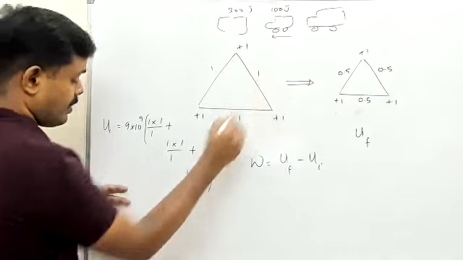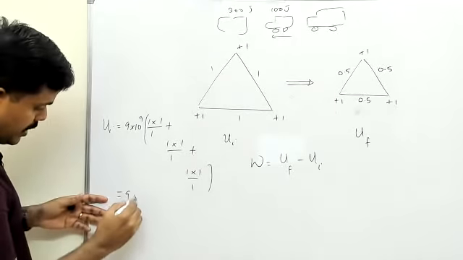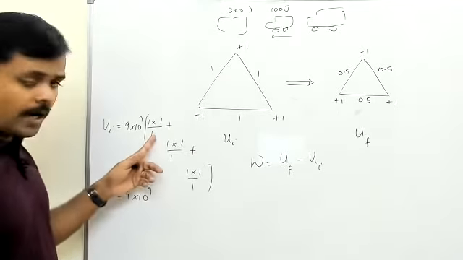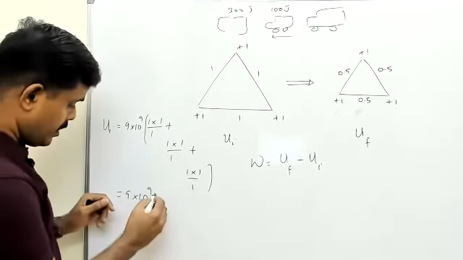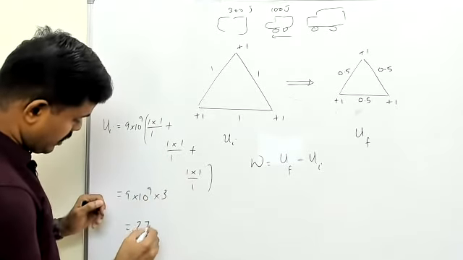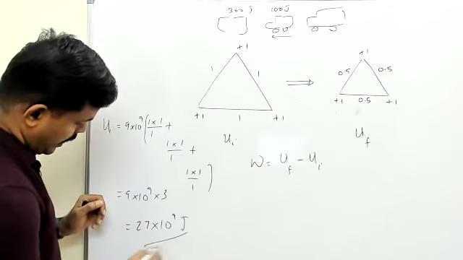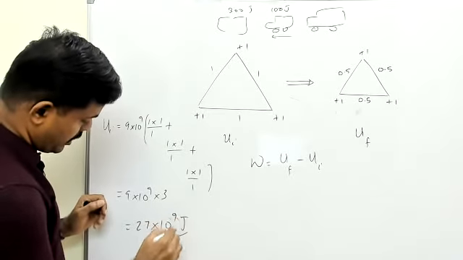So tell me what you get upon solving. This is 9 into 10 power 9, and this is 1, 1, 1. 1 plus 1 plus 1 is 3. That makes it 27 into 10 power 9 joules. I got the initial potential energy.